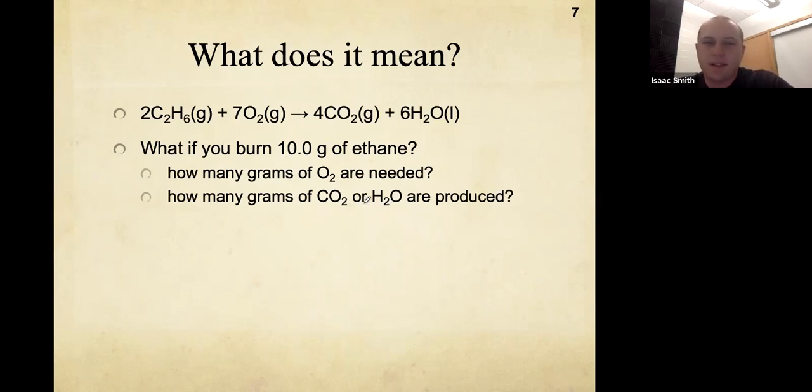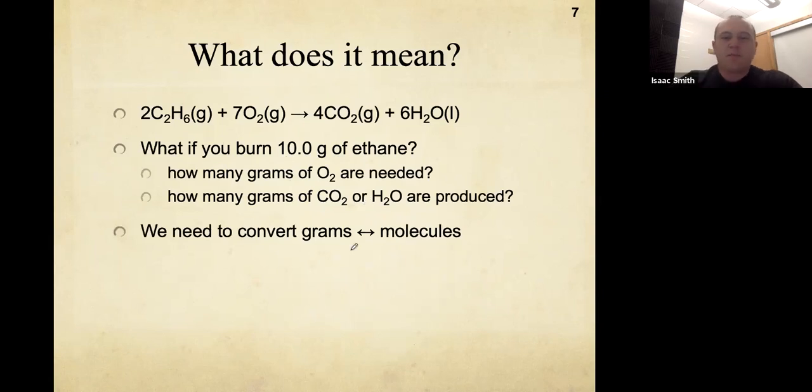If I told you I had 1,000 molecules of water, it's hard to imagine how much that is, right? But if I told you I have a milliliter or a gram of water, it might be easier to envision in your head. So in order to get from grams of ethane into molecules of ethane, let me back up. We need to convert grams to molecules.